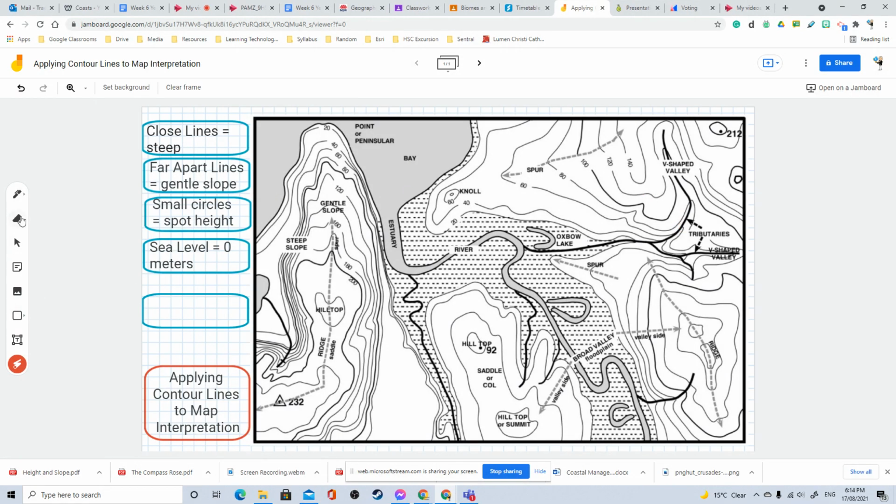Now, just going to get this open. We'll use blue. We also know that this direction down here is downhill. This is downhill. That's downhill. This is also downhill.